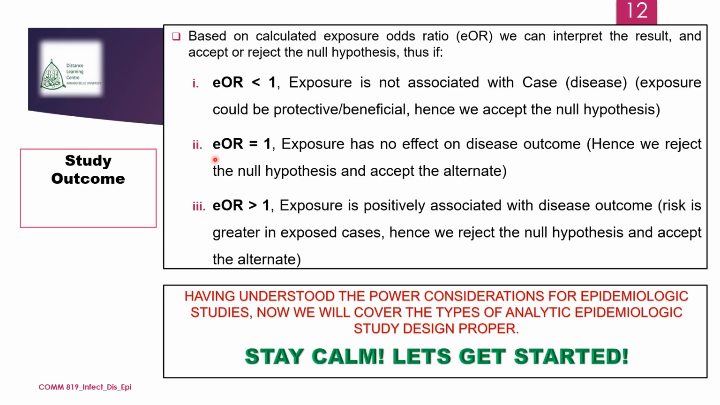So another consideration: if the exposure odds ratio is equal to 1, it means the exposure has no effect on disease outcome. Hence, we fail to reject the null hypothesis. Then if the exposure odds ratio is greater than 1, the exposure is possibly associated with disease outcome, that is, the risk is greater in exposed individuals. Hence, we reject the null hypothesis and accept the alternate. So those are all the considerations for epidemiological study.